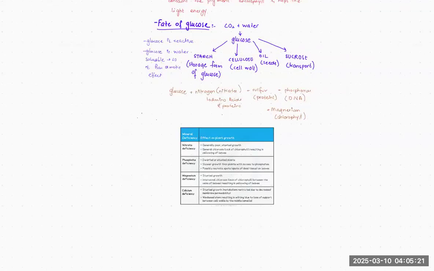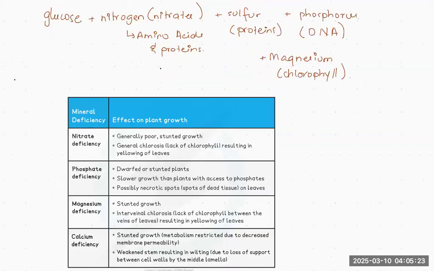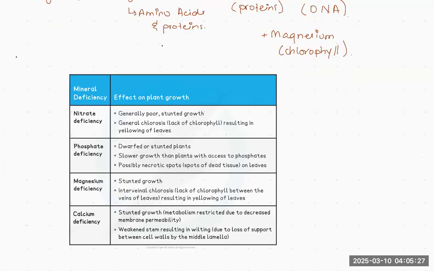All right. So, for example, if the plant has a deficiency of nitrate ions, right, they will have a poor stunted growth because obviously, if they are not getting enough nitrate ions, they won't be able to make proteins, so they won't grow well. With phosphate, if they don't have phosphate, again you will have dwarf or stunted plants. Okay, and possibly necrotic. Necrotic is dead spots on the leaves.